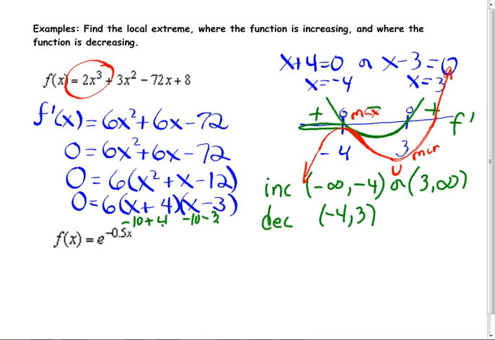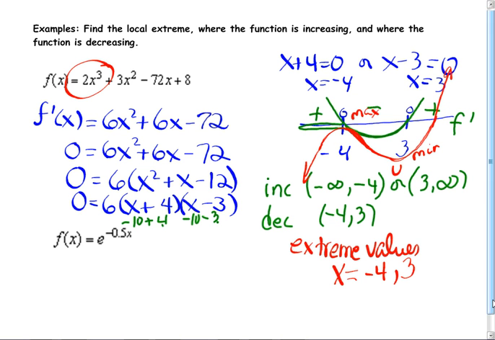So just by using the derivative, I kind of know what it looks like. I don't know where it is. I don't know exactly how high it is. I don't really care. Okay. So the extreme values occur where? Negative 4 and 3. And now they could ask you what the values are. I'm not sure what question was really being asked here.